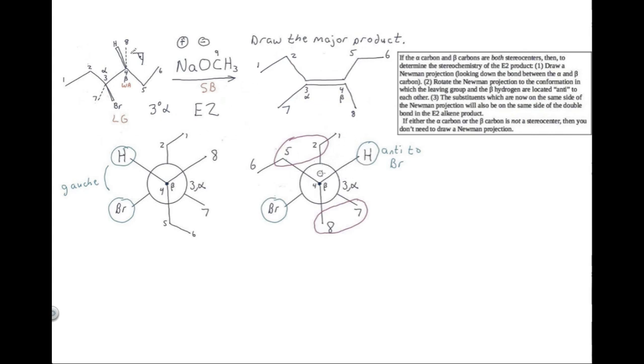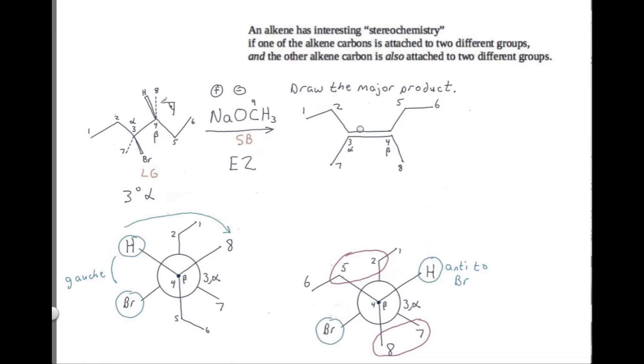Now we use this rotation of the Newman projection to draw the correct stereochemistry of the E2 product. Using this step, substituents which are on the same side of the Newman projection end up cis to each other in the alkene product. And notice that this alkene product really does have interesting stereochemistry because there are two different groups attached to carbon 3, an ethyl and a methyl, and there's also two different groups attached to carbon 4, an ethyl and a methyl.